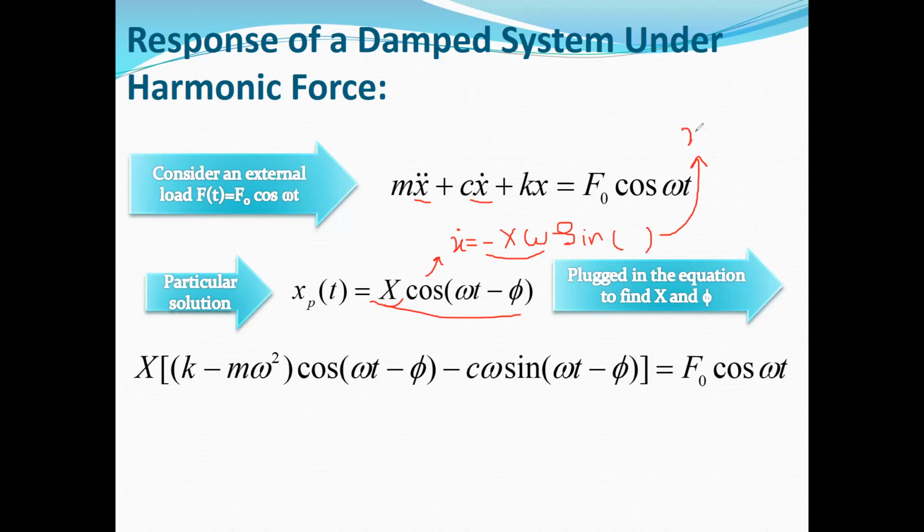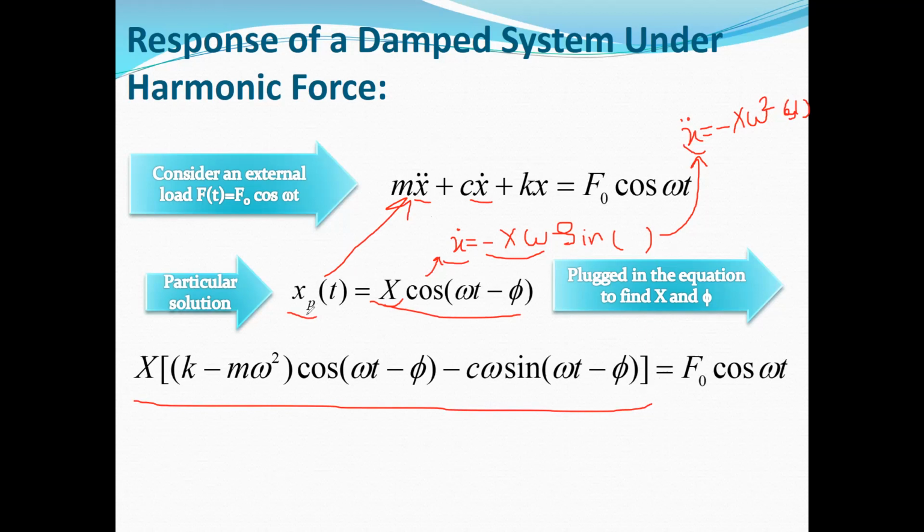So x double dot is equal to minus uppercase X times omega, and we have another omega from the second derivative, so it will be omega squared times cosine(omega t minus phi). So we can substitute x double dot, x dot, and x into the main equation here. And then you can simplify and extract this equation. As you can see, this is the equation of motion.